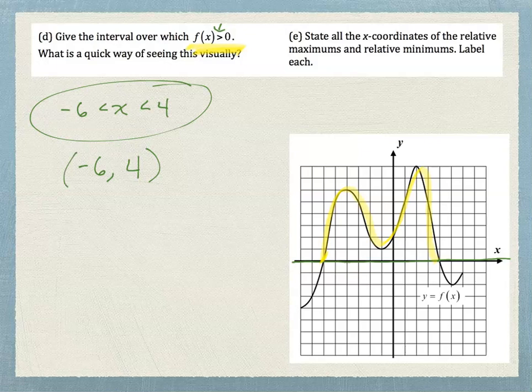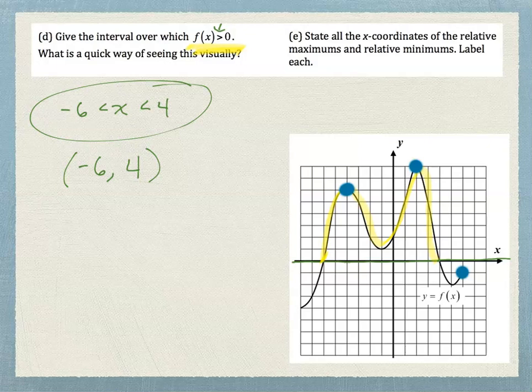State all the x coordinates of the relative maximums and relative minimums. We can do that, no problem. A relative maximum is the highest point around. So a relative maximum is like right here, and your endpoints can also be relative maximums. See how this is sort of the highest point in the area? I would say that those are your 3 relative maximums, and we're going to state the points there.